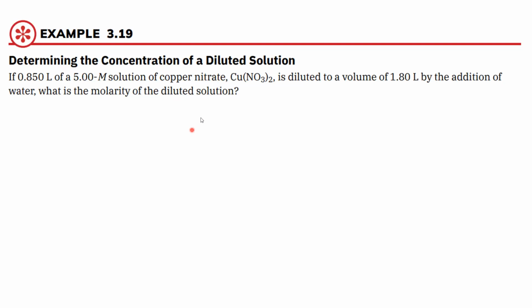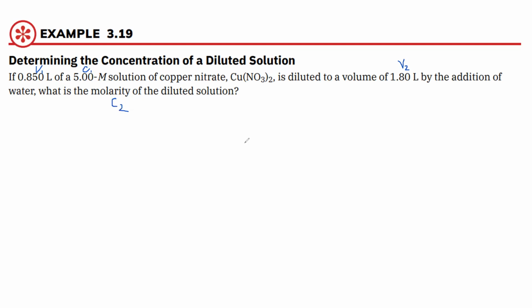So if we're thinking about C1V1 is equal to C2V2, in this case, we're going to be solving for C2. So what you can always do with a question like this is think about what information do we have and just label it. So 0.850 liters, 5.00 molar, that's going to be V1 and C1. And then we know how much we're diluting it to, so we know V2. So the piece we're going to be solving for then is just going to be C2.